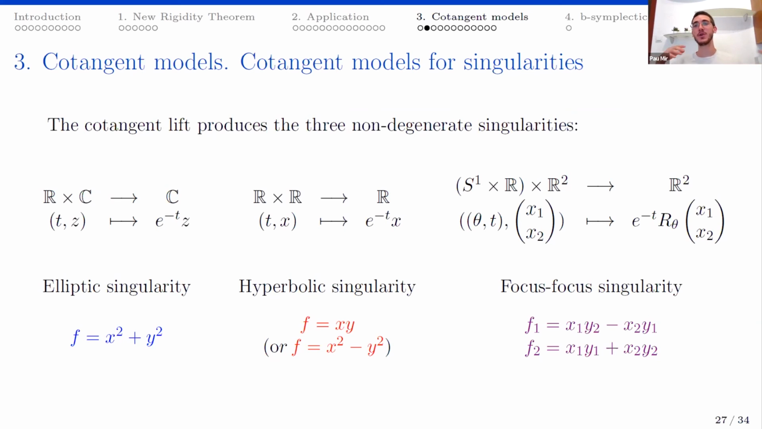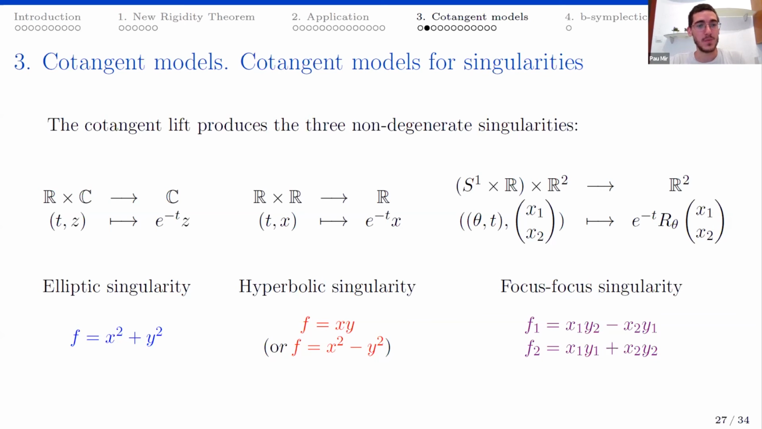So the interesting point connecting these physical systems and our theorem on cotangent leaf rigidity, you can connect it with physical problems because you can formulate the three types of non-degenerate singularities as the cotangent leaf of three Lie group actions, which are the three written here.